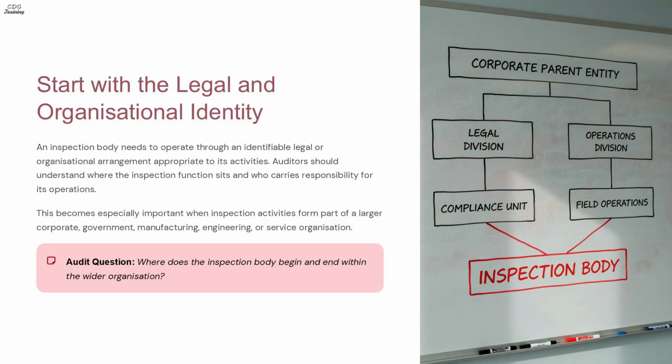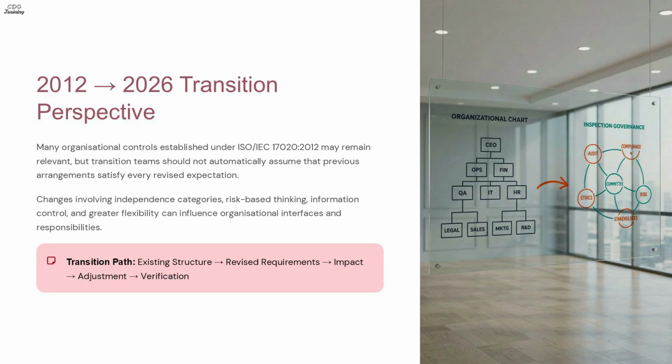Auditors need to understand where the inspection function sits and who carries responsibility for its operations. This is crucial when inspection activities are part of a larger corporate structure. Transitioning from 2012 to 2026 requires adapting to new standards without assuming past arrangements meet current expectations. Changes in independence categories, risk-based thinking, and greater flexibility are essential for compliance.